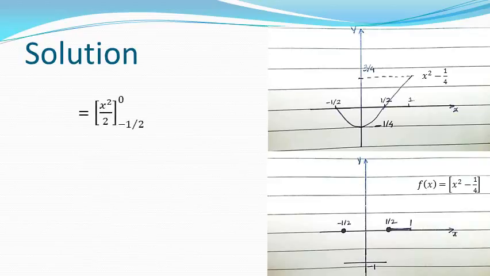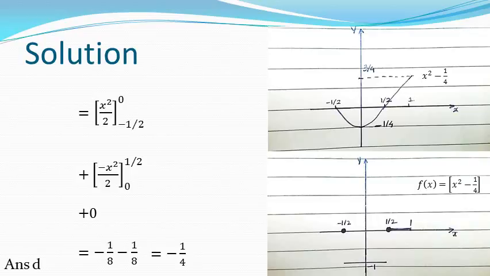So we find that we have three values now, one for the first interval, one for the second interval, and 0 for the third one. So simplifying this, we find that we have minus 1 by 8, minus 1 by 8, which is equal to minus 1 by 4. So the fourth option is correct. Therefore, the correct answer is option D.